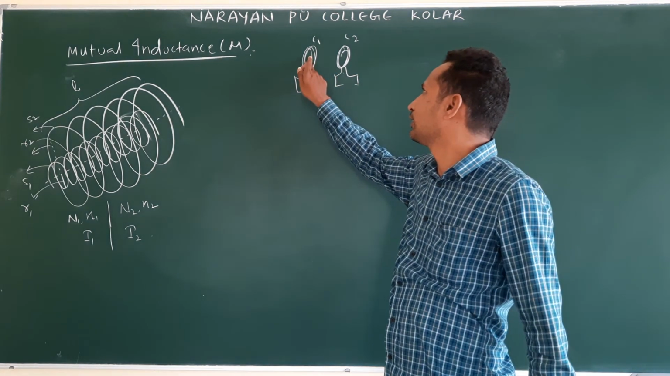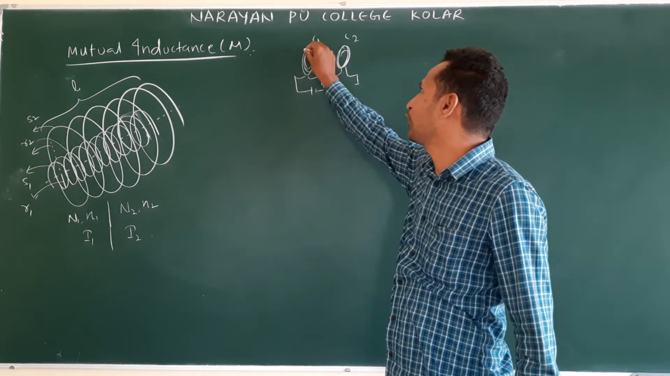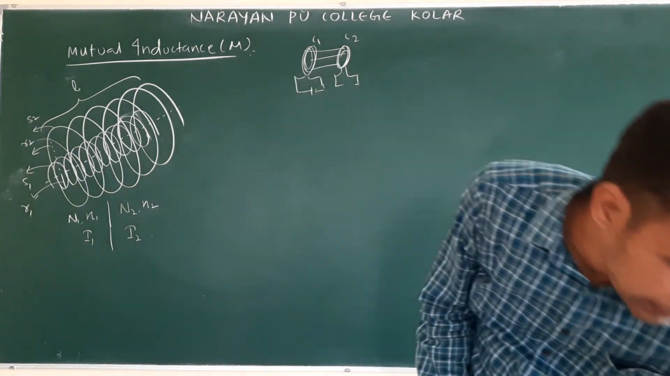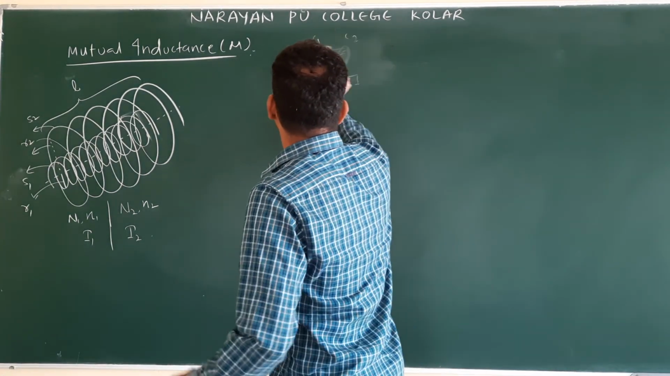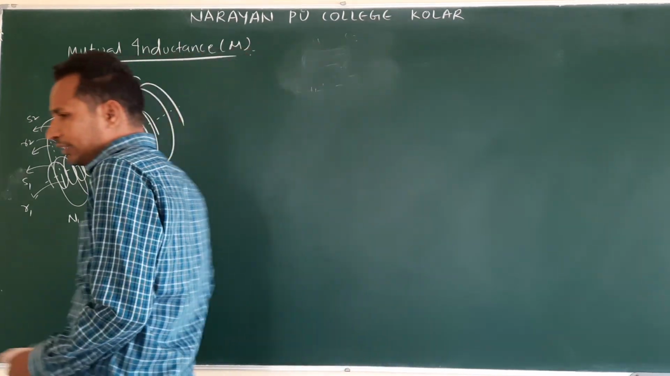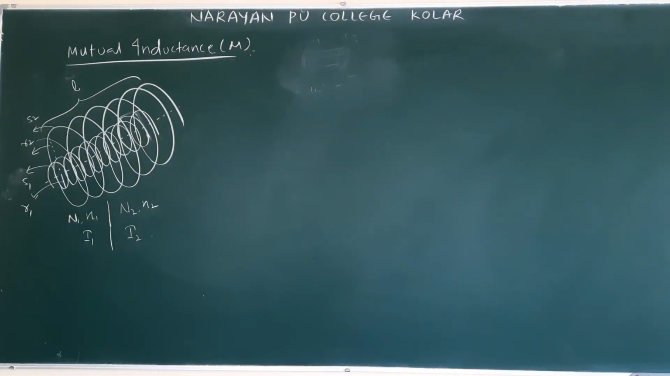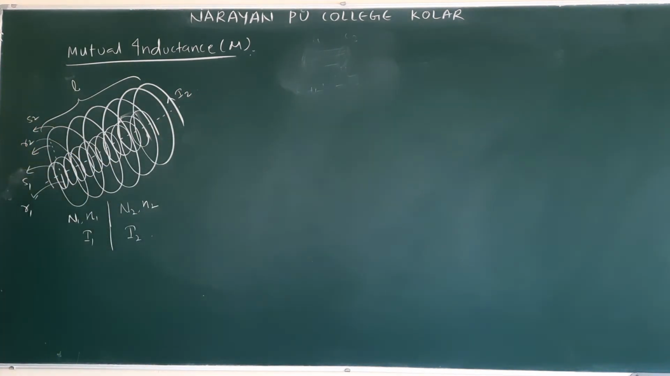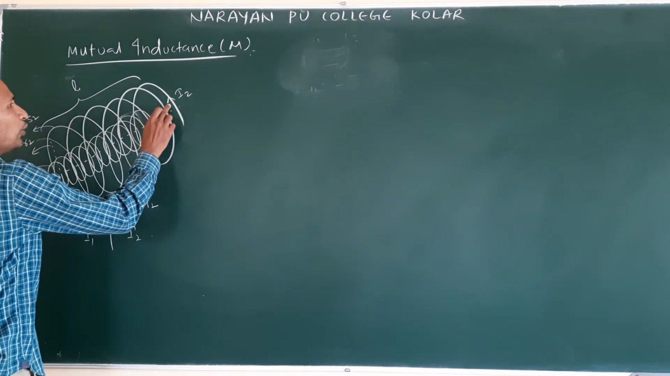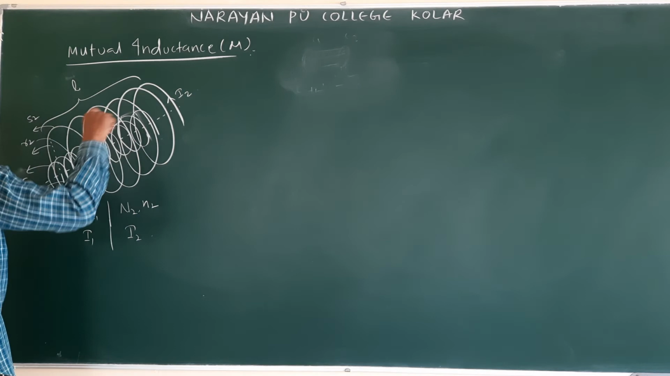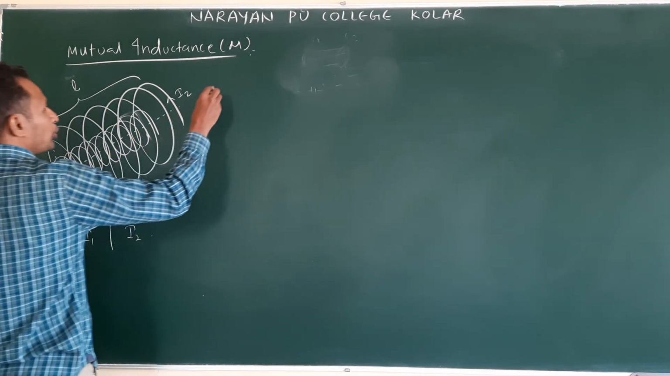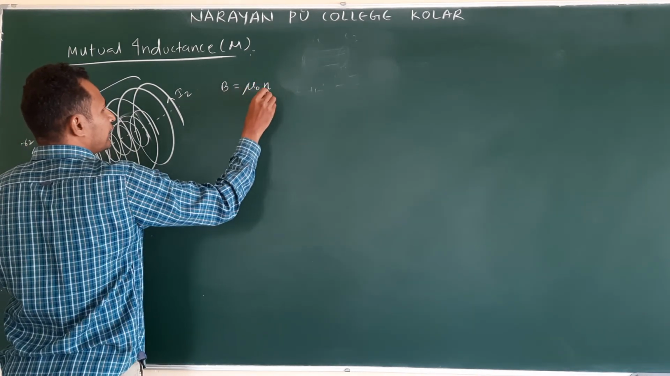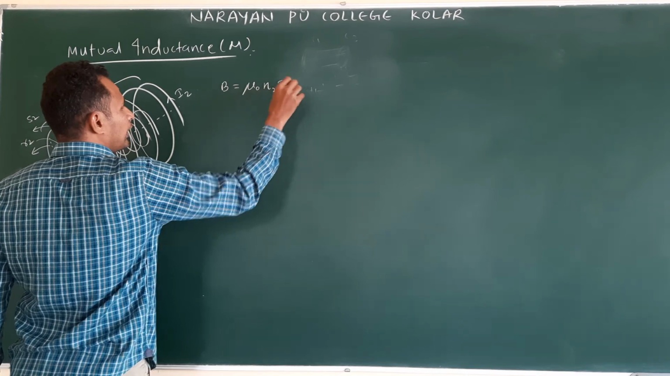If current flows in this coil, the magnetic flux linked with it develops a current. The same way here also. Now first I am passing current through the second coil, so now I know the current I2. As soon as current flows in the secondary, outer coil, this outer solenoid produces a magnetic field. That is B equals mu naught n2 I2.